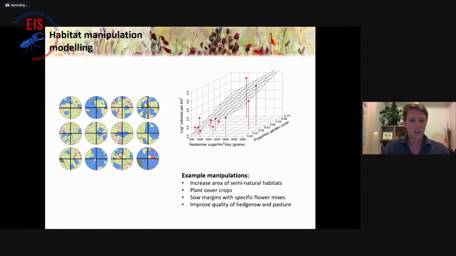So what we did to investigate this was run a simple modeling exercise using data on our 12 farms on the nectar resources produced by different habitat types. We applied a virtual manipulation to these different farms, things like changing the area of semi-natural habitat types, planting cover crops, applying different environmental stewardship scheme options. Each of these would change the supply of resources in September by a certain amount, and this would move each farm, which is a red dot, up the regression plane to some degree, and therefore increase colony density. And so we could measure the resulting change in colony density of these different manipulations.